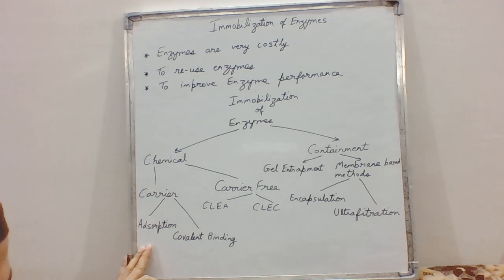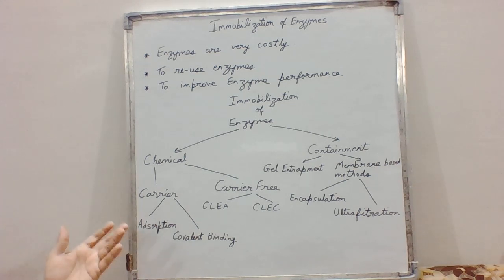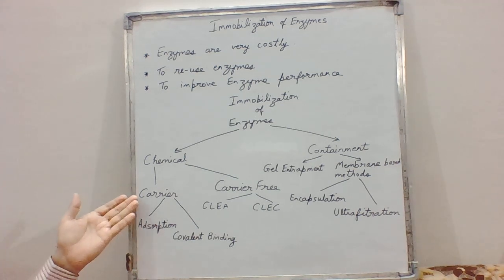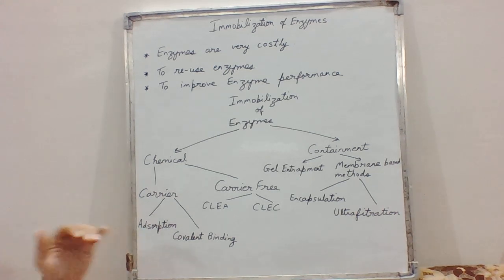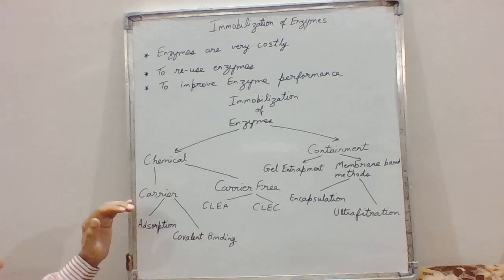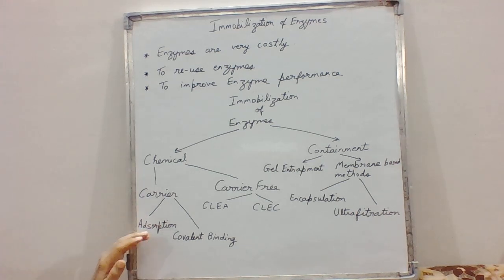Now, in the case of adsorption, the carrier can be easily recovered because adsorption is a reversible phenomenon and we can recover the carrier back. Immobilization yields are high. We can get a lot of enzyme immobilized on a carrier which supports adsorption. And thirdly, no obnoxious chemicals are involved in preparing the carrier. Many carriers which are involved in adsorption are already prepared or require minor preparations.